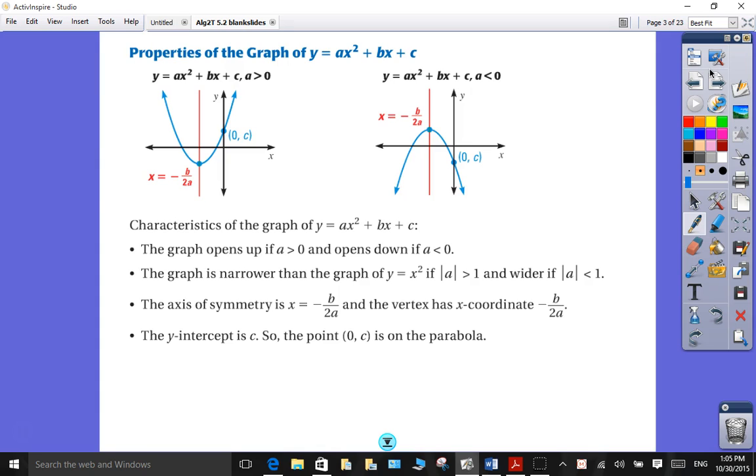Now they have one thing in here that I wouldn't make too much of right yet, because we'll get to it when the time is right. That is to say, if a is bigger than 1, the parabola is going to go up faster, so it'll look skinnier. If a is less than 1, it'll kind of flatten out.